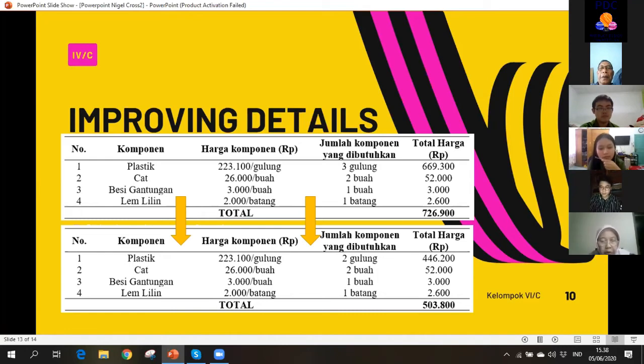Is it true? You reduce one roll of your plastic. In one roll, how many meters or centimeters? That is the difference in cost between these two. How many meters in one roll?